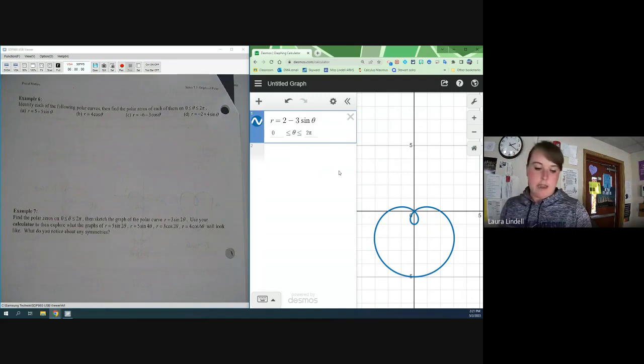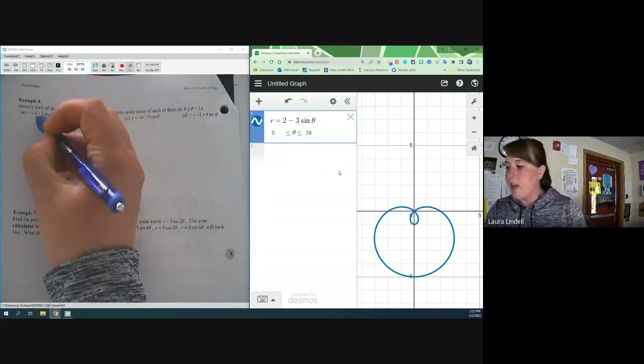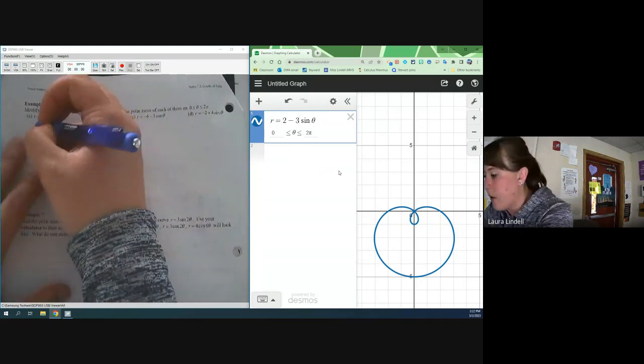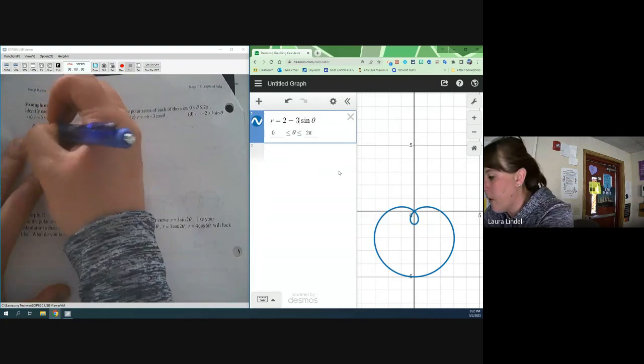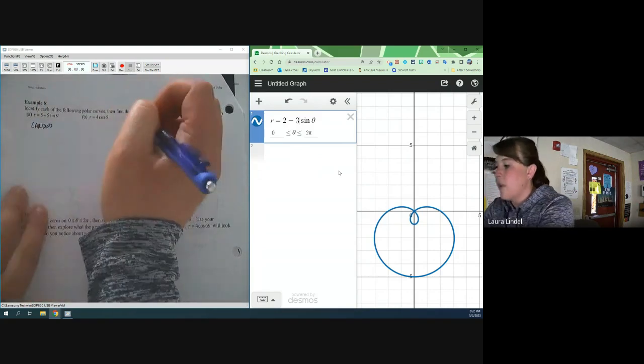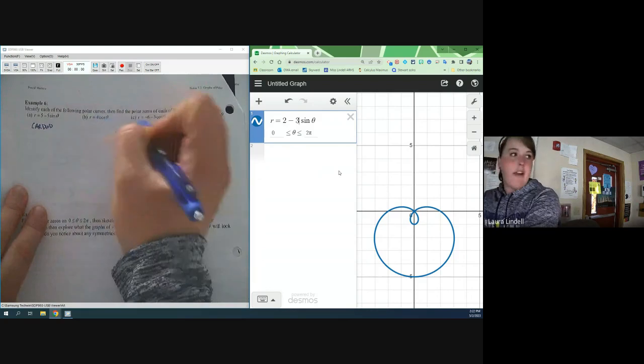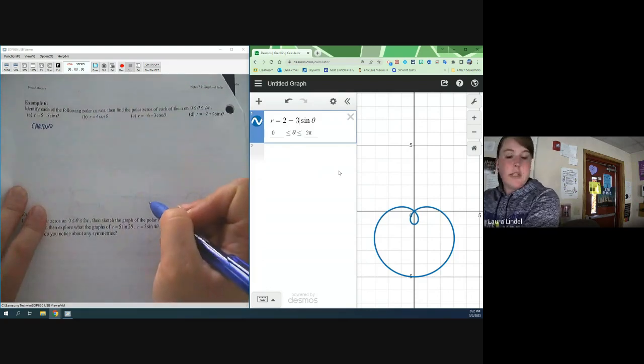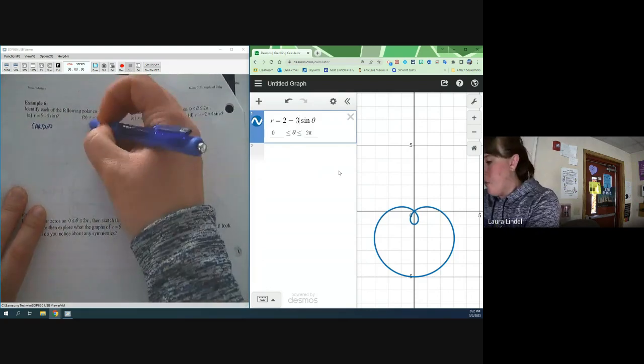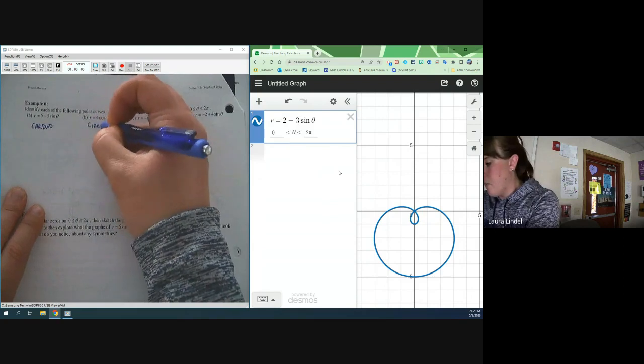If we look back at our list of different curves and things that we found, 5 and 5 are the same, so that makes it a cardioid. Let's go through and identify them all really quick. 4 cosine theta, that was a circle.